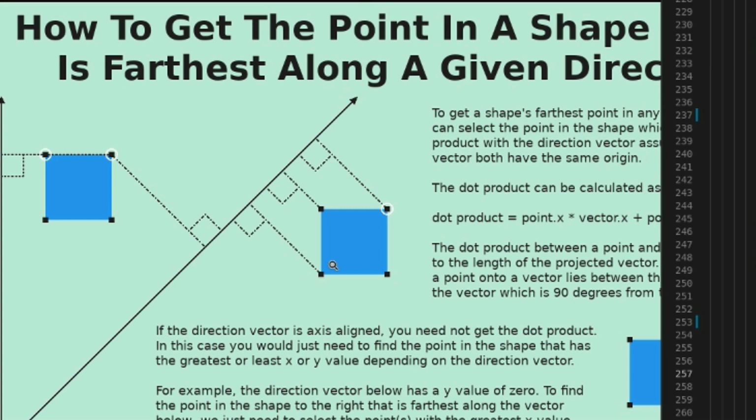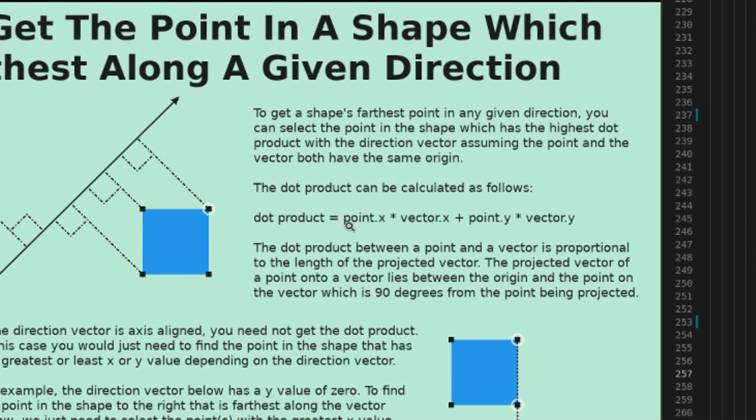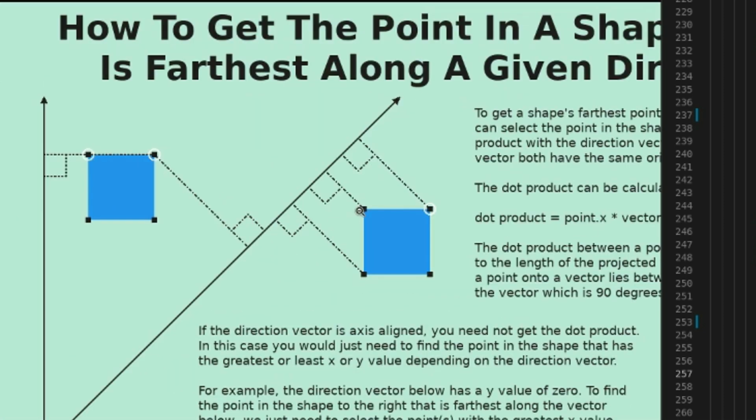So instead of using y or x, we're going to use dot product. And it's the same basic concept. So we're going to loop through. And by the way, the formula for dot product is right here. It's just point.x times vector.x. So if this is a vector, we're just going to multiply this.x times this.x plus this.y times this.y. And that's going to be our dot product. So it's really not hard to get the dot product.